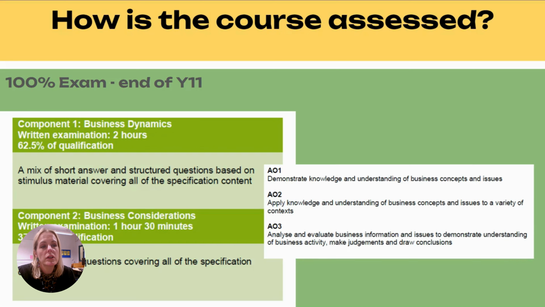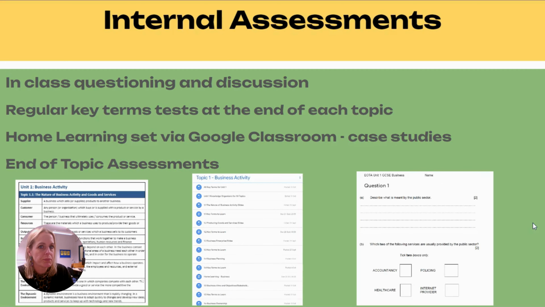So the first one, AO1, is fairly straightforward, having that knowledge and understanding of business. But then slightly trickier is being able to apply that to a range of different case studies and contexts. And then slightly trickier again is being able to analyse and evaluate different information and make judgments, draw conclusions, and potentially even make recommendations for what a person or a business should do in different scenarios.